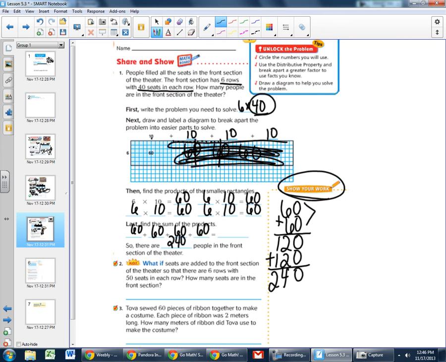Hey, your higher order thinking problem. What if seats are added to the front section of the theater so there are 6 rows of 50 seats in each row? How many seats are in the front section? So you're going to simply add another 10 seats to each of those. See if you can figure out how to do this.